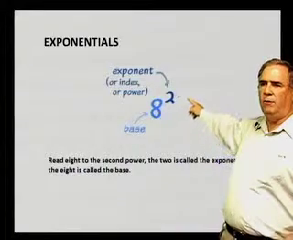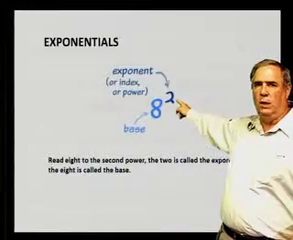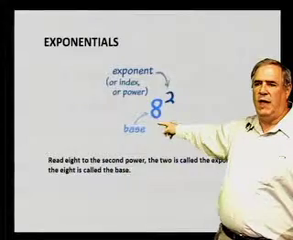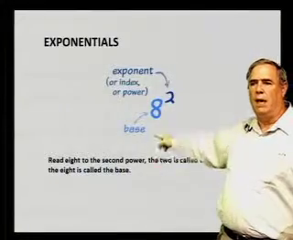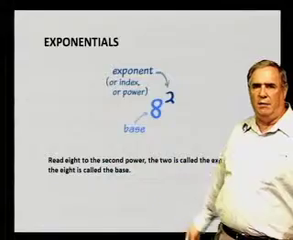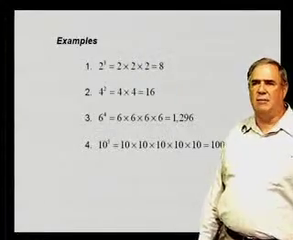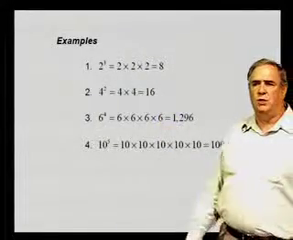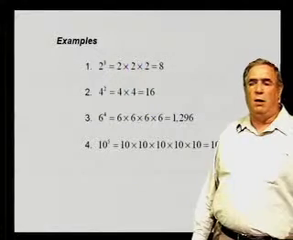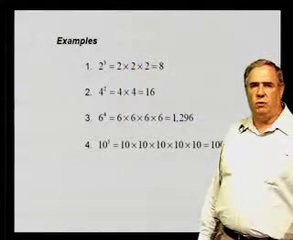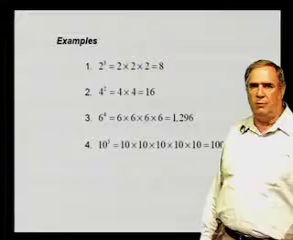As you can see here, the exponent is the little 2. So this is read as 8 raised to the second power. And then the big number down here is called the base. Here are some examples. Number 1 up here shows that 2 is raised to the third power. What the little 3 means is that 2 is multiplied by itself 3 times.